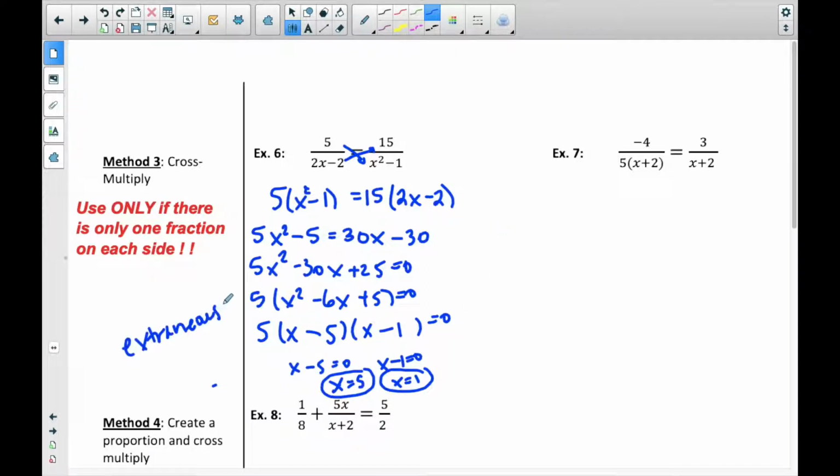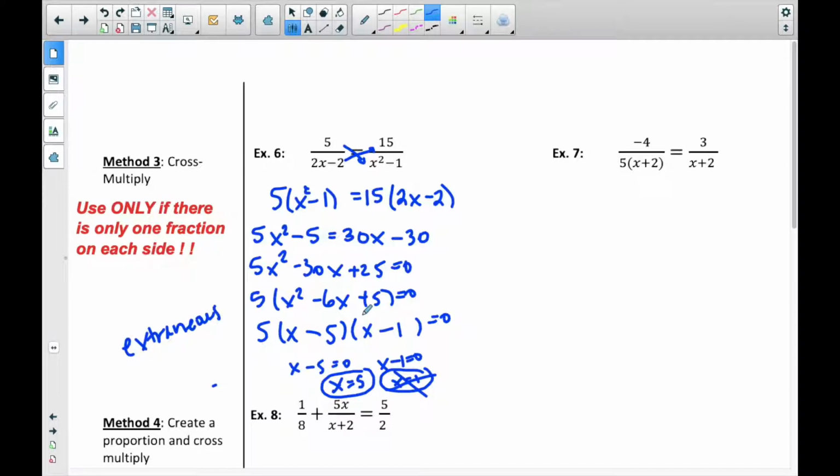We need to see if any of our solutions are extraneous. Well, can you see already the x equals 1? That's not going to work. It's going to give me a 0 in the denominator. So that one does not work. It is extraneous. However, x equals 5 is a valid solution. So that one does work.